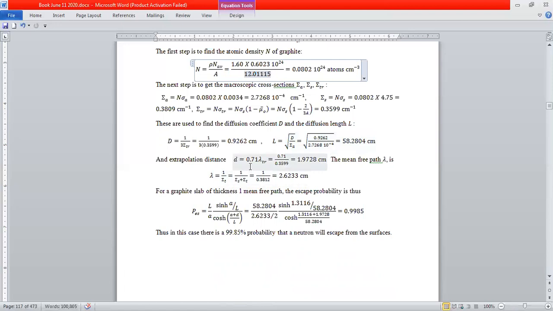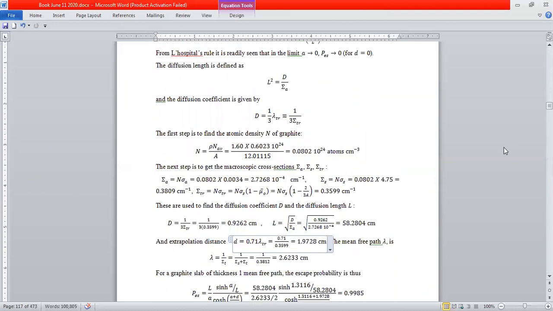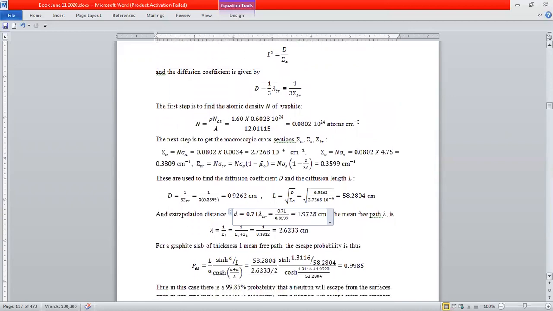The extrapolation distance d is 0.71 times lambda transport. So this is a correction term, a transport correction term. I'll show it to you when we come to transport. For the time being, just use it. So you get 1.9728 centimeters, which is the extrapolation distance. Out of how much was the thickness of the material itself? Have we specified that? No, we haven't specified it yet.